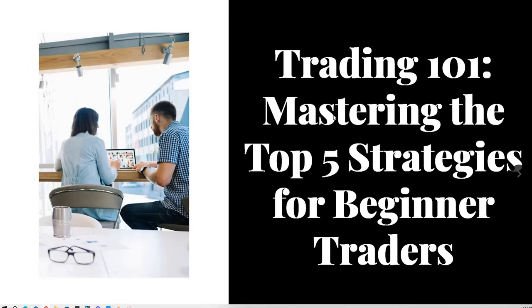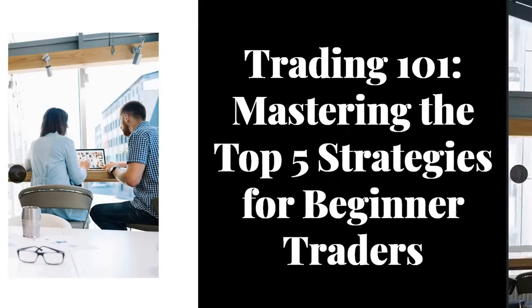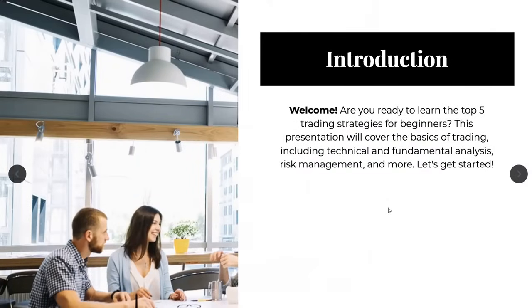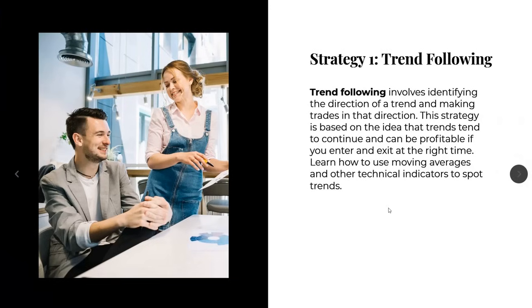So first thing I do want to talk about, guys, number one, is going to be basically going through trend following. Now, trend following is something that most traders are going to be doing. Trend following just involves identifying the direction of a trend and then making trades in that direction. Very simple. Most traders are going to be trading this way. This strategy is just based on the idea that trends tend to continue, which they typically do, and can be profitable if you enter and exit at the right time. So learning how to use moving averages and other technical indicators to spot trends is extremely key.